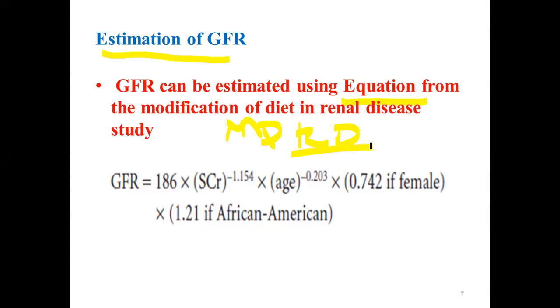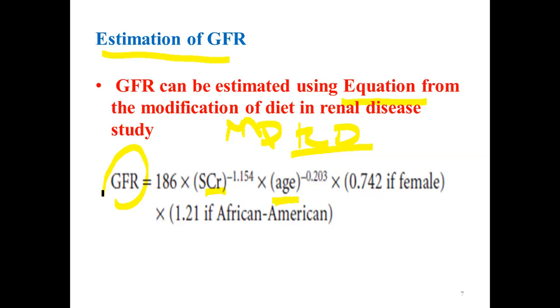So this is the most commonly and widely reliable estimator of GFR, glomerular filtration rate. So what parameters we need to know are only the serum creatinine and the age of the patient to calculate the GFR of the patient. Okay, so this is the formula. But this time around, you are not supposed to use your calculator to calculate the GFR.